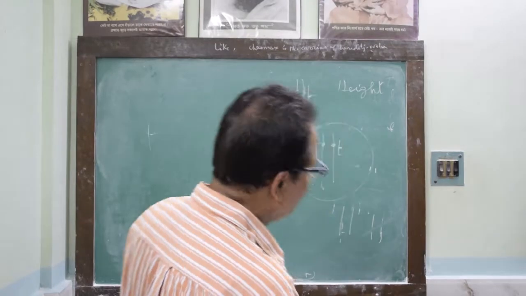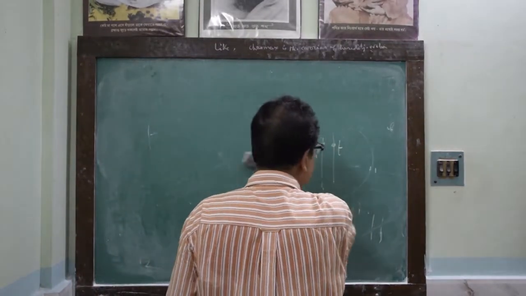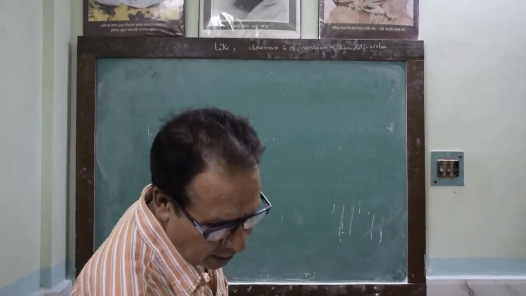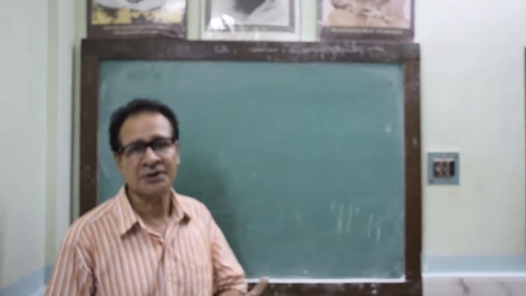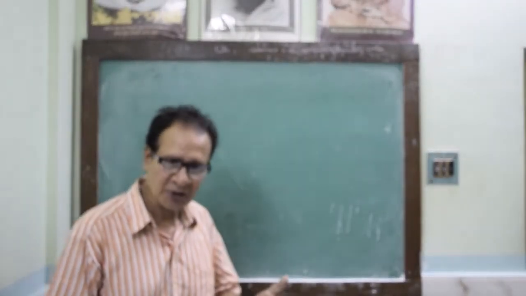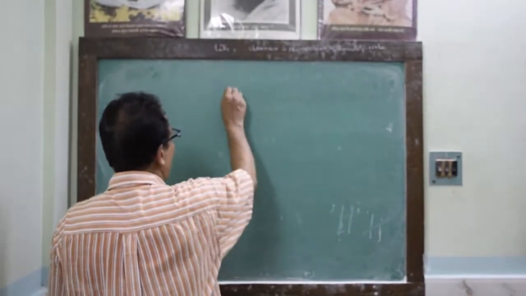Next, unit of heredity. The unit of heredity is the gene, but Mendel did not know the gene and he simply termed it as factor. So factor is also the unit of heredity.